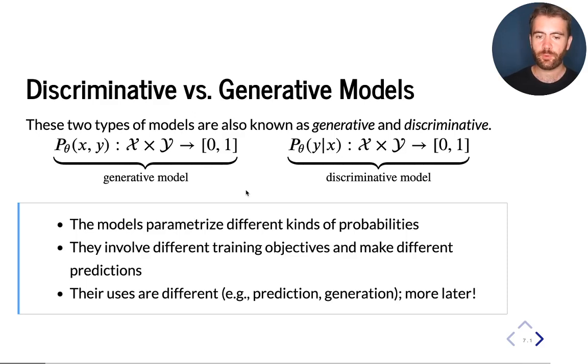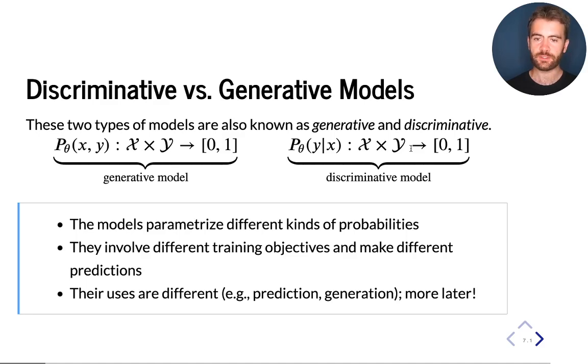Now, because these are different probabilities, they also involve different training objectives. And you have seen the example of conditional and general maximum likelihood. When we apply them and derive the objective, we typically get a different objective, which results in different predictions. So even though the generative model and the discriminative model can predict y from x, these predictions will tend to be different because we are applying a different objective to a model that's parameterized in a different way and has a different functional form.